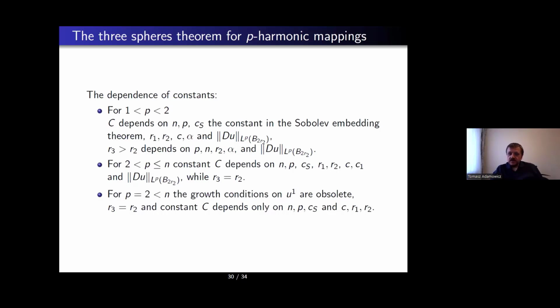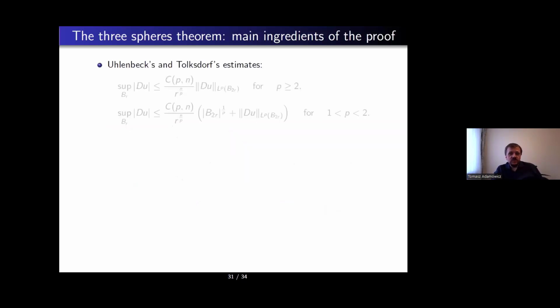Since my time is almost up, let me very briefly say a few words about the main ingredients of the proof. First ingredient is due to Uhlenbeck and Torgsdorf, who proved the following estimates for the supremum of the differential of u, and they follow from the fact that a power of the norm of differential is a subsolution to elliptic equation, from which the supremum estimate follow.